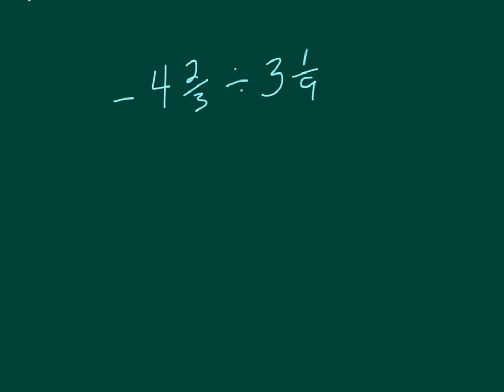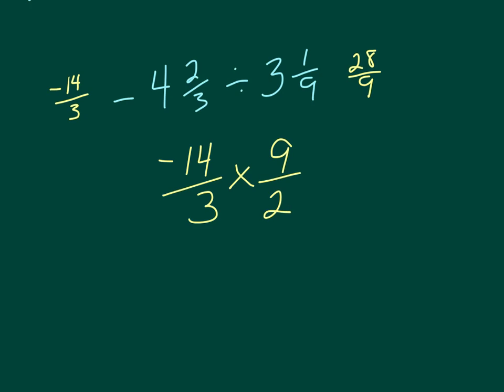If I'm dividing mixed numbers, the first thing I have to do is to change each of the mixed numbers into an improper fraction. So I get these two improper fractions, and now I'm ready to change this to a multiplication problem. So I've got negative 14/3, and I times it by the reciprocal, which would be 9/28. And now I'm ready to multiply. Of course, to make my life simpler, I'm going to simplify.